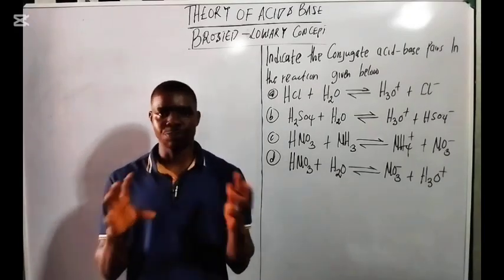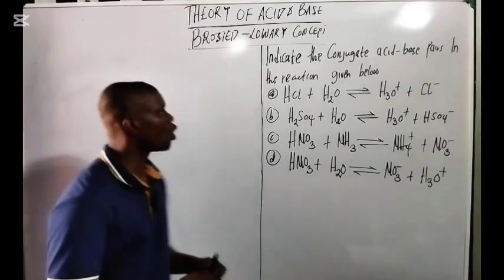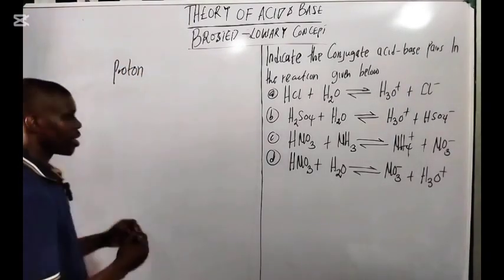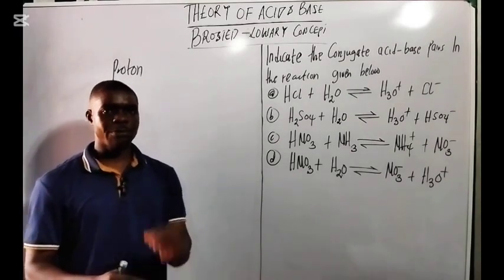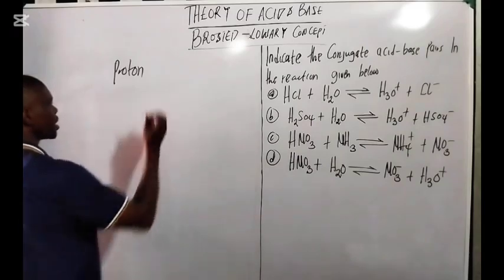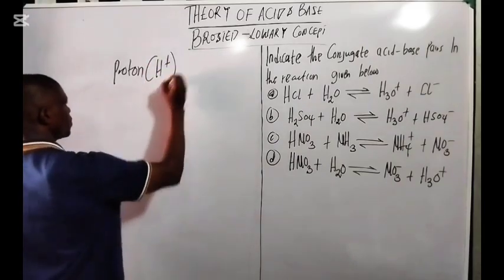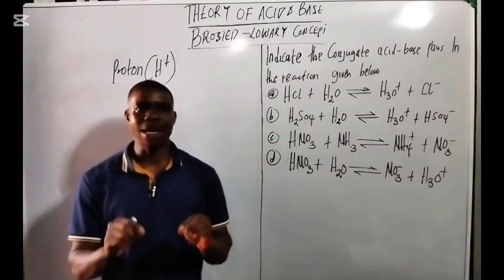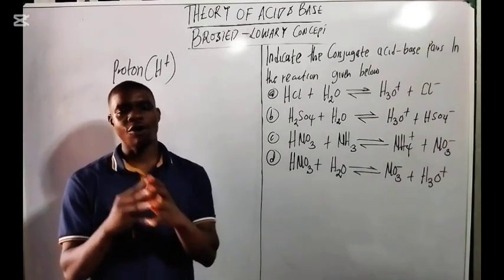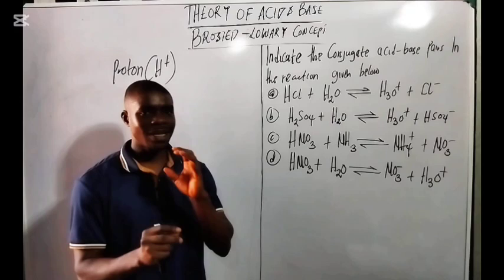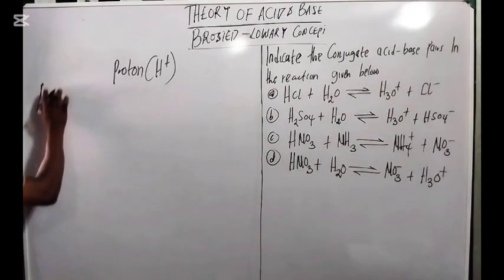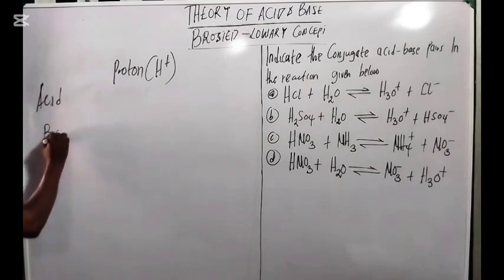When you talk about the Brønsted-Lowry concept, what comes to mind is the proton. And what is a proton? A proton is hydrogen that has lost an electron, and it is denoted like this. Do you understand? The main thing to understand here is the transfer of protons. So now, what is an acid, and what is a base?